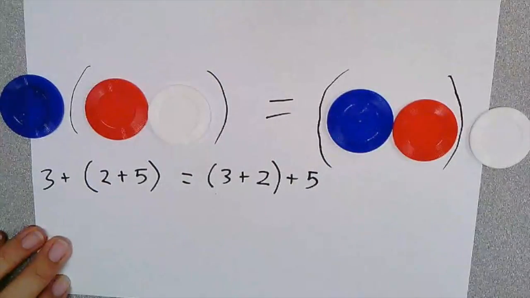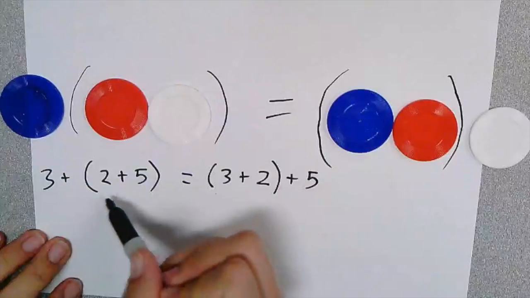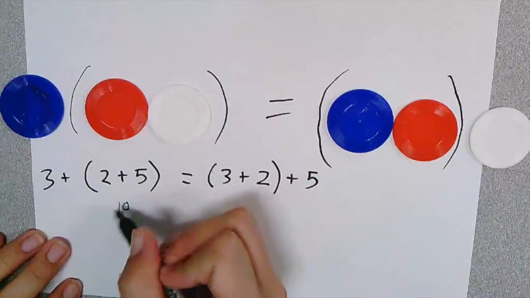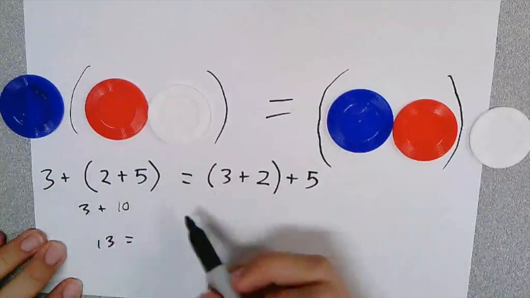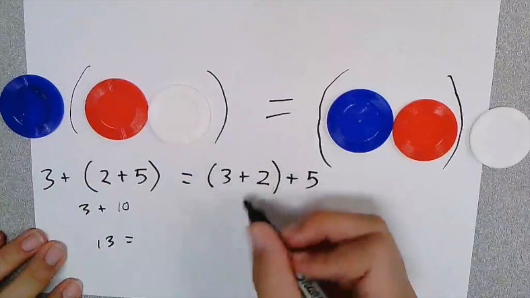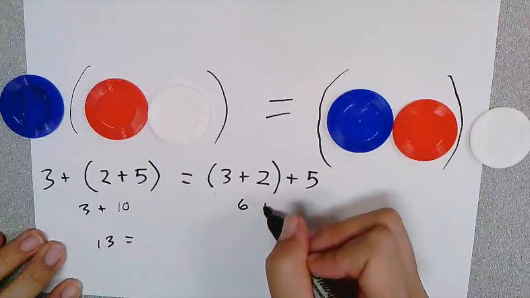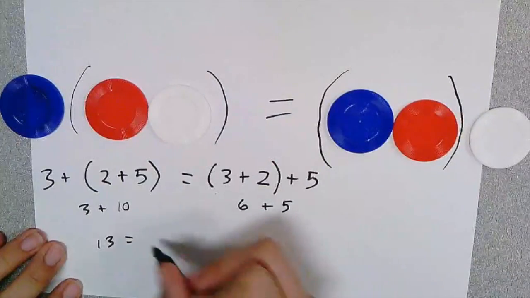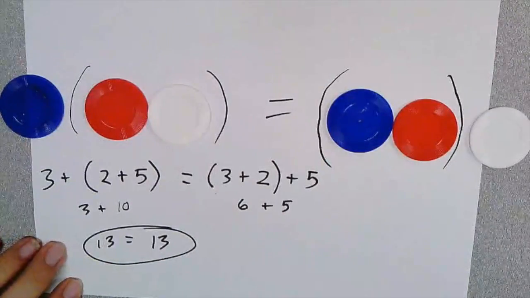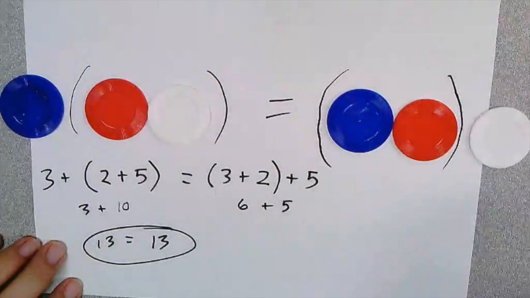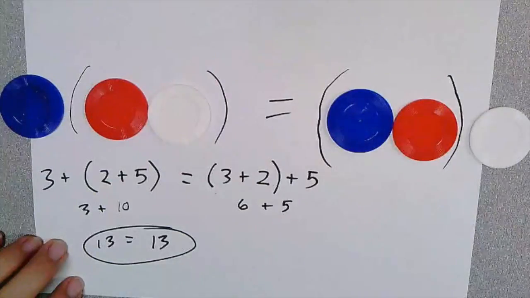What about if I solve it? PEMDAS tells us to add the parentheses first. So 2 plus 5 is 7. Plus 3 is 10. And over here we have 3 plus 2 is 5. Plus 5 is 10. So you can group the numbers differently if they're all addition, and that doesn't make a difference.